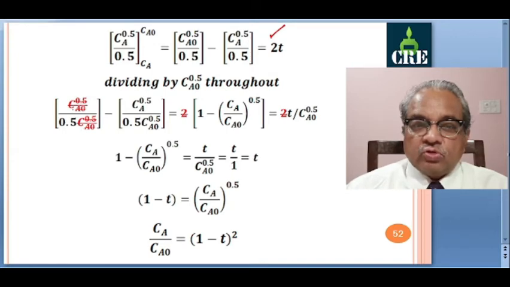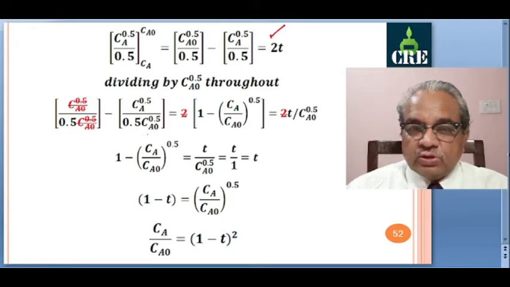Here the Ca0 raised to 0.5 terms cancel out, and 1 upon 0.5 is there. Ca raised to 0.5 divided by Ca0 raised to 0.5, I can write as Ca by Ca0 raised to 0.5. This 0.5 comes out of the bracket, and 1 by 0.5 is 2. The rate constant value is 2, so this 2 and 2 cancel out, and we have t by Ca0 raised to 0.5. I have to divide this side also by Ca0 raised to 0.5. So 1 minus Ca by Ca0 raised to 0.5 is equal to t by Ca0 raised to 0.5.